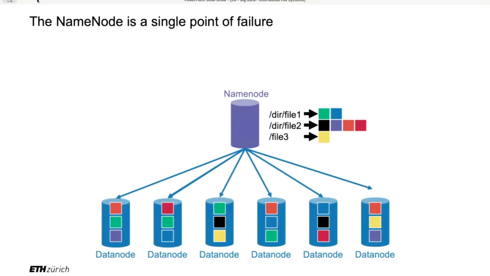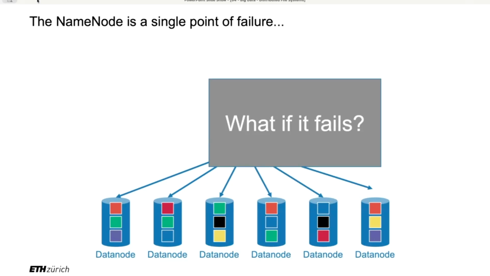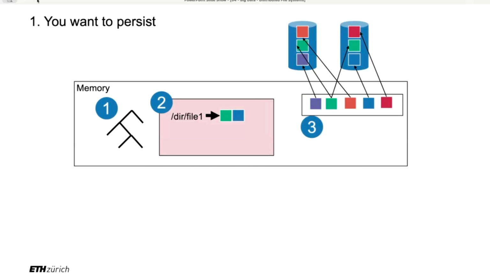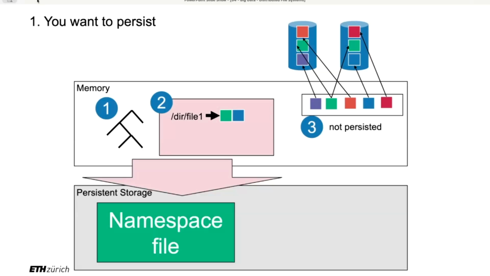So the name node is a single point of failure, and one of you actually noticed that yesterday. What happens if the name node fails? Well, maybe you can do some backups, right? Maybe we can back up the file namespace, we can back up the mapping to block IDs, we can back up the mapping from the block IDs to the IP addresses of the data nodes, right? But in fact, no. You only back up the file namespace and the mapping to the block IDs, 1 and 2. You do not back up 3.